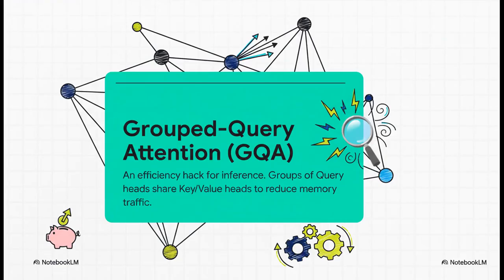And here's another big one, but this is focused on a different problem. It's not about training the model, it's about running it, what we call inference. It's called Grouped Query Attention, or GQA, and it's a super clever efficiency hack. Instead of every part having its own dedicated resources, it groups them up so they can share. This massively cuts down on that memory movement we talked about before, which makes these models so much faster and cheaper to actually use in the real world.